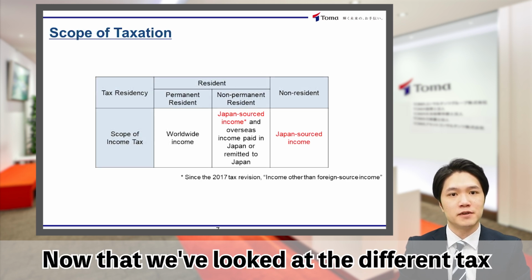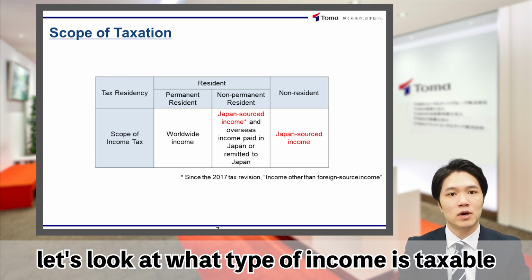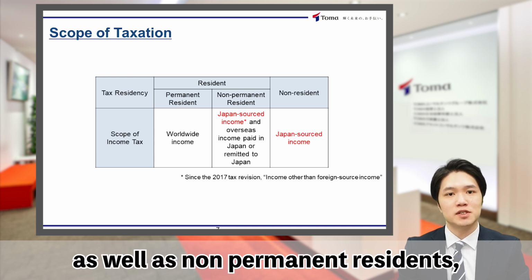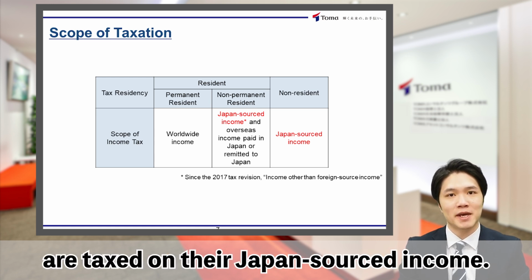Now that we've looked at the different tax residency statuses, let's look at what type of income is taxable for each category. As you can see, non-residents as well as non-permanent residents are taxed on their Japan-sourced income.